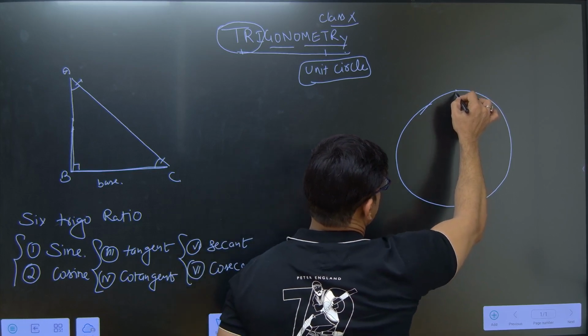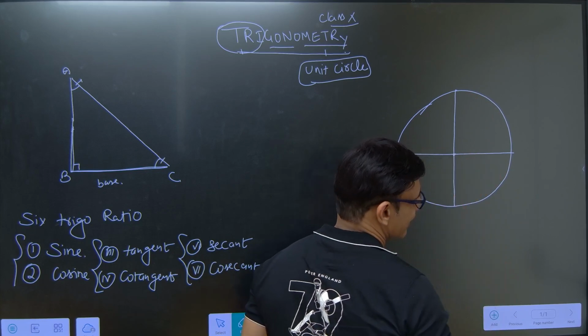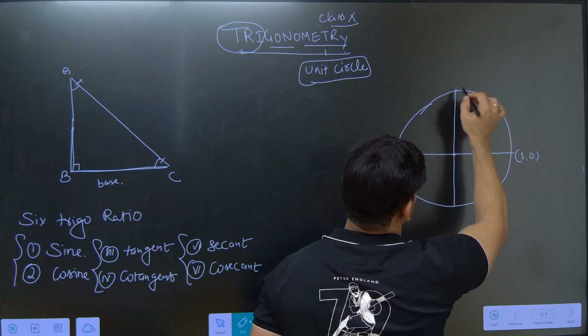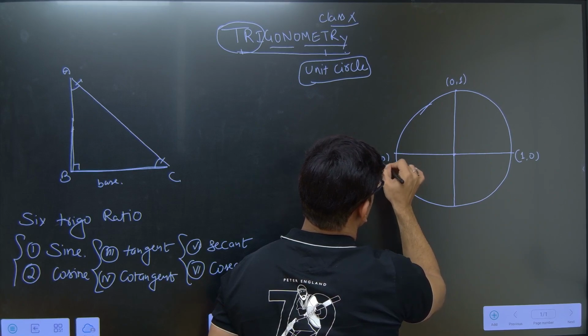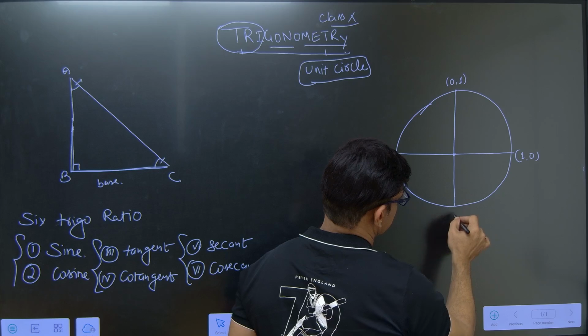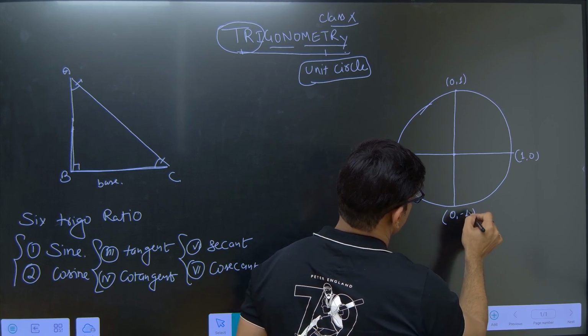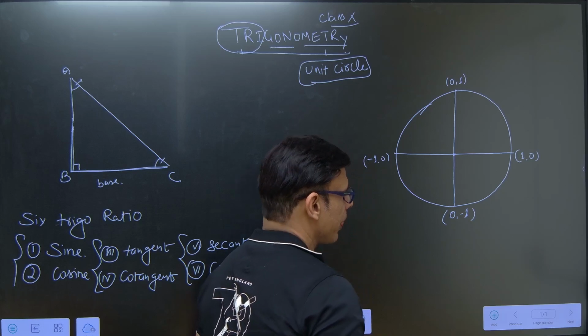Now divide this circle into 4 parts, right? Where this coordinate is 1 comma 0, this is 0 comma 1, this is minus 1 comma 0, and this coordinate is 0 comma minus 1. So 1 unit means यहाँ से यहाँ तक 1 unit, यहाँ से यहाँ तक 1 unit.